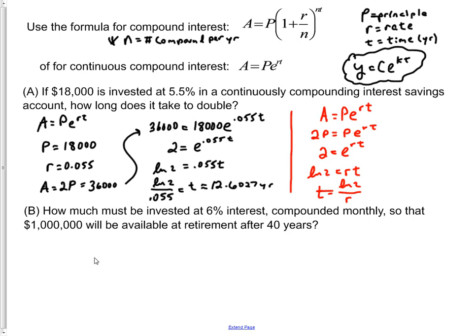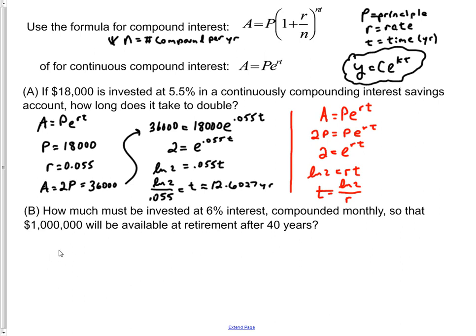Okay, so now let's talk about this second example, right? How much must be invested at 6% interest, compounded monthly, so that $1 million will be available after retirement after 40 years? Well, now this is just a single, remember, this is just a single deposit. We put in some amount of money and we'll have $1 million after 40 years. Well, how much would we have to put in? All right, well, let's work that out.